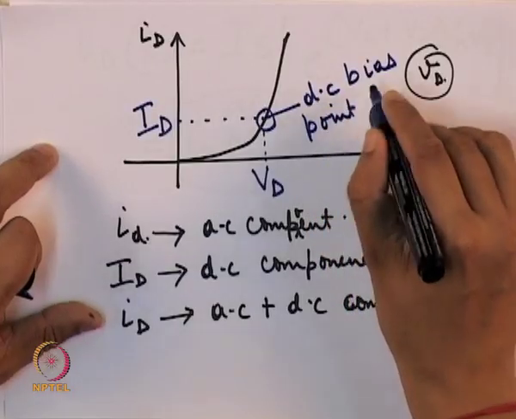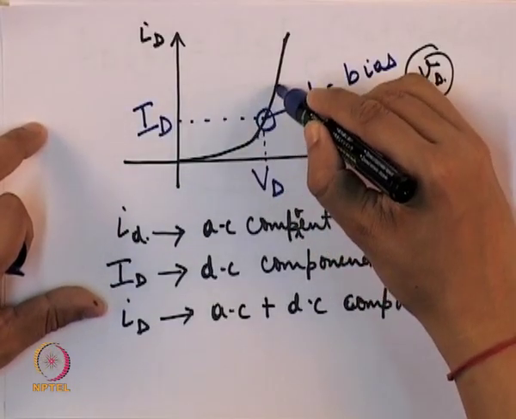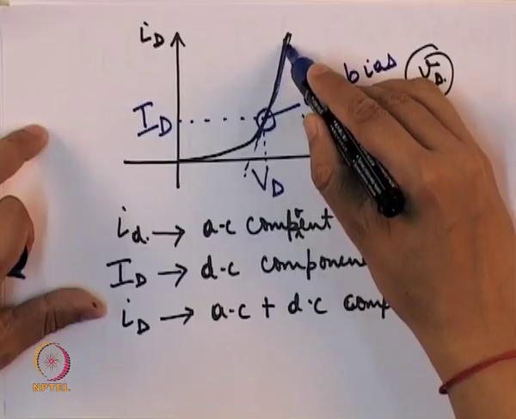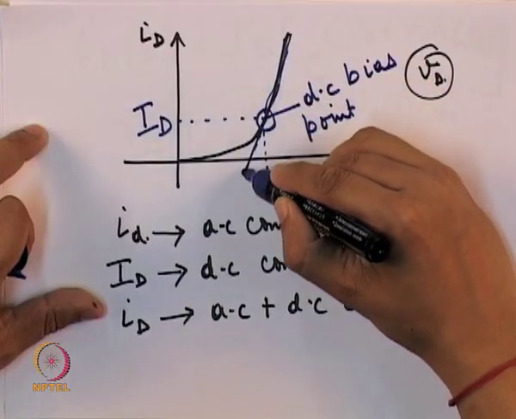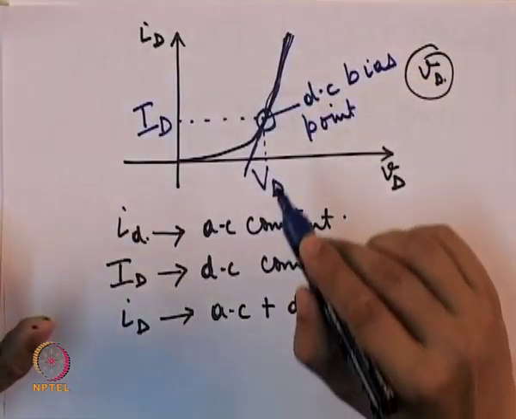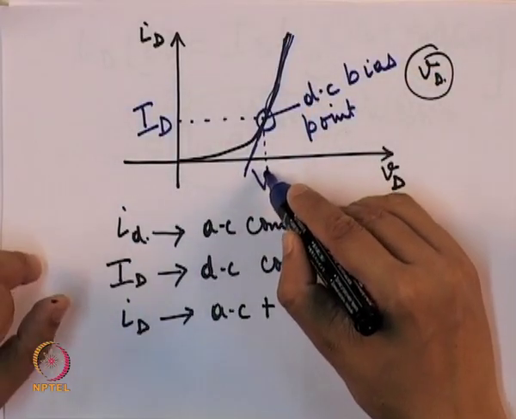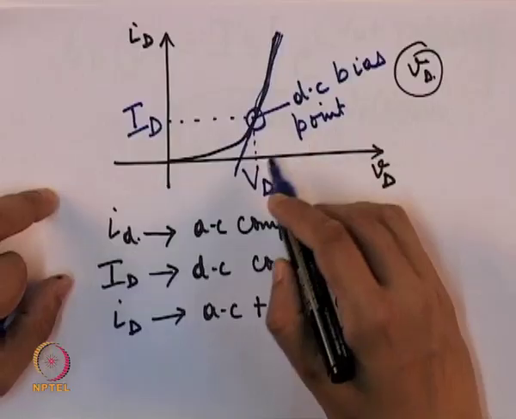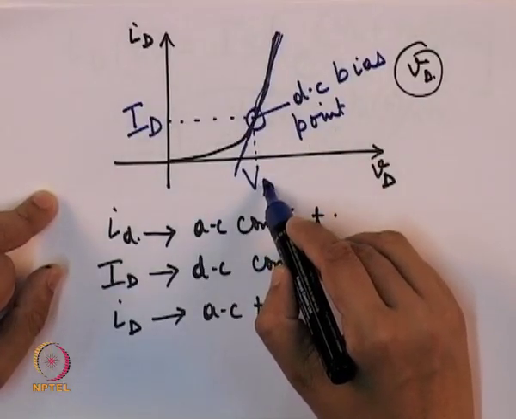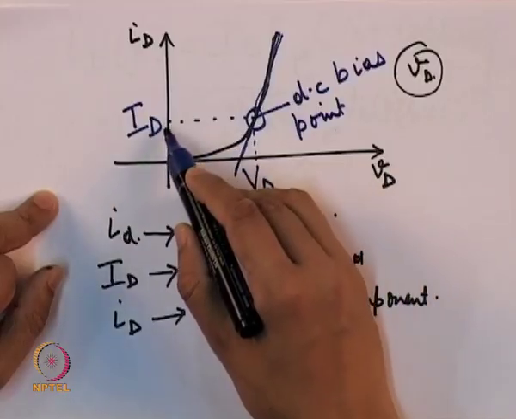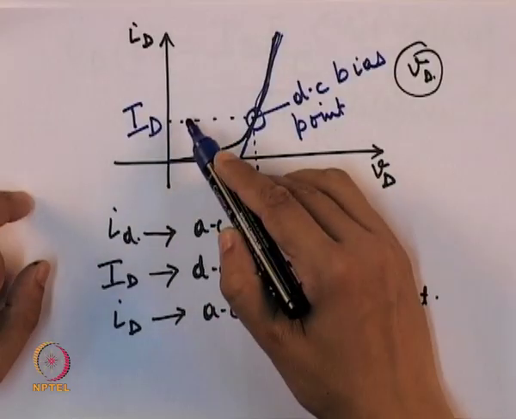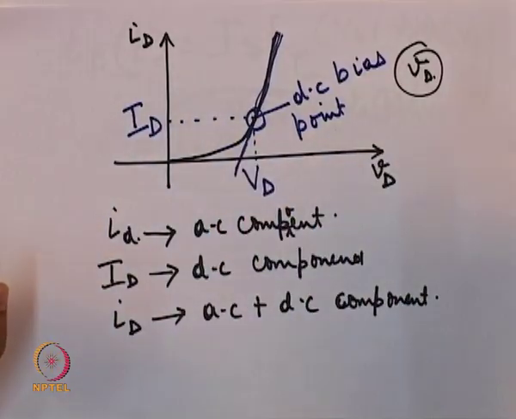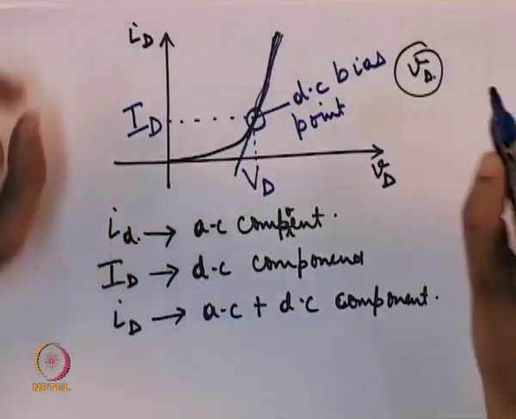Why DC bias point? Because the changes that we shall be observing are about this point. So, around this point, if we apply a small AC voltage about the DC voltage capital V capital D, then what will be the small AC current we will be observing about the current capital I capital D?